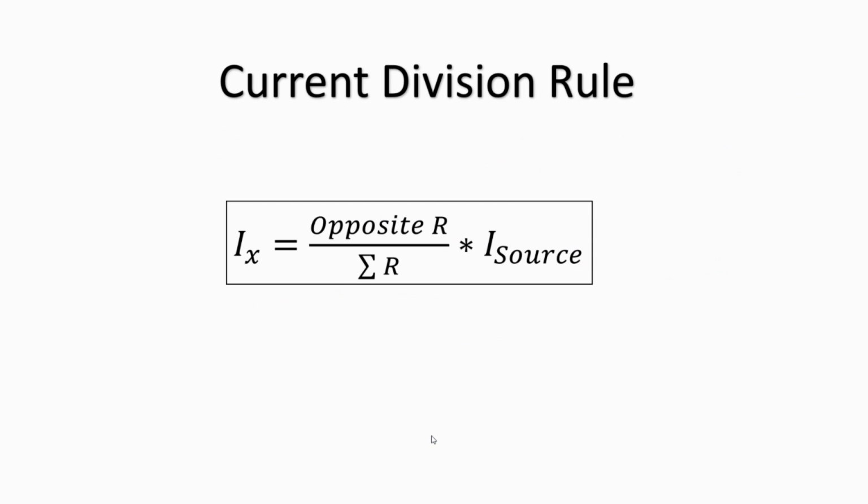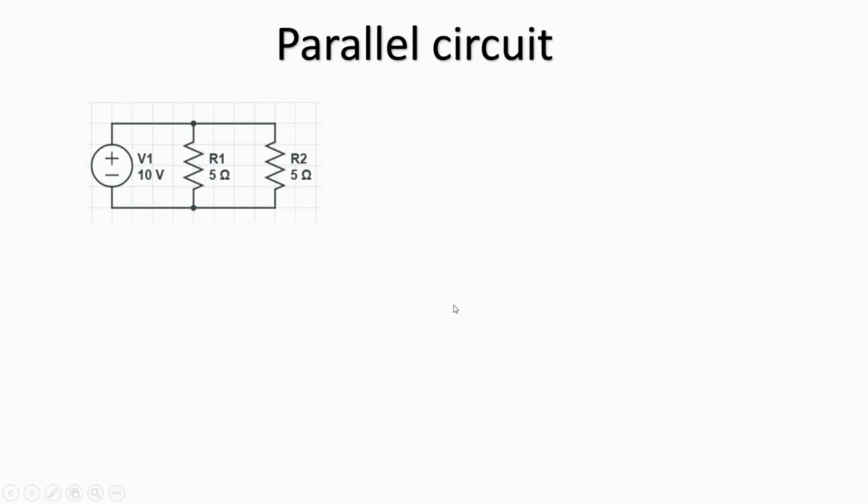So that's the general formula for current division rule. Another important aspect which we need to discuss at this point about parallel circuits is to find the equivalent resistance of a circuit where all the resistors are connected in parallel.